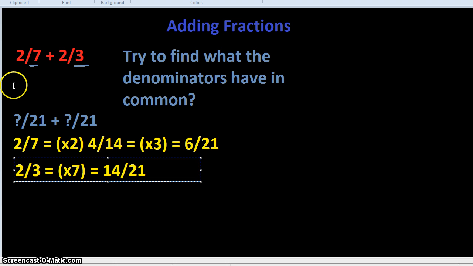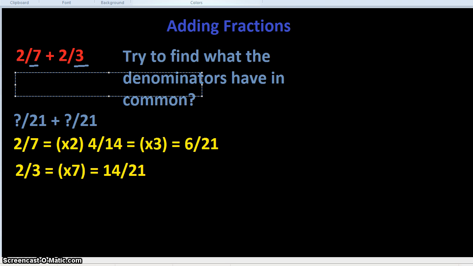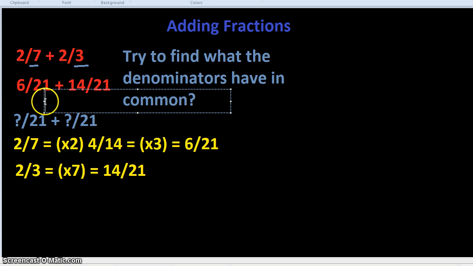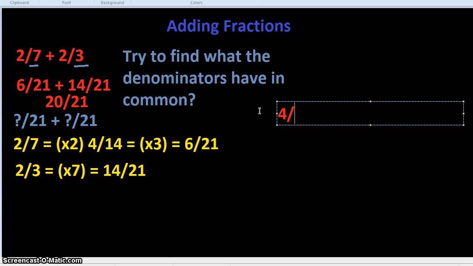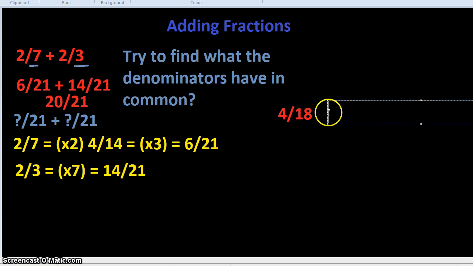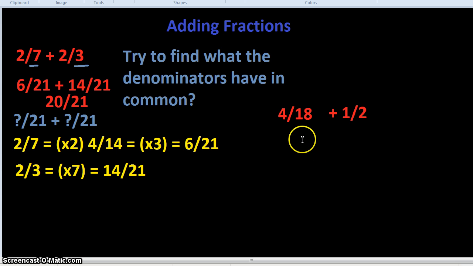So now we have a new thing to add. Instead of 2 over 7 plus 2 over 3, we have 6 over 21 plus 14 over 21, and that just equals 20 over 21. So let's try that out with one more fraction. This time we have 4 over 18 plus 1/2. Now, this time we're looking for what 2 and 18 have in common.